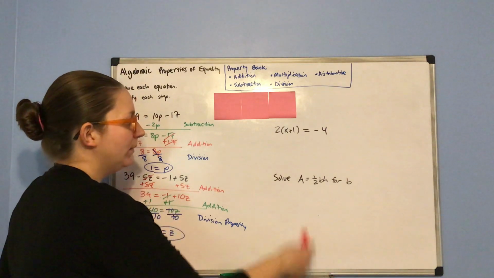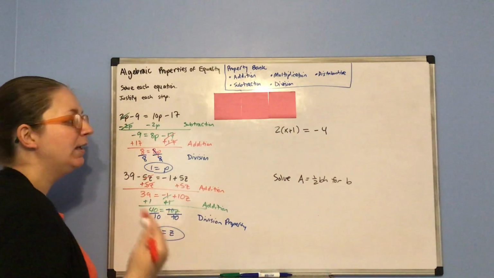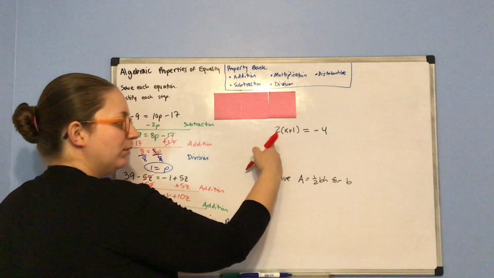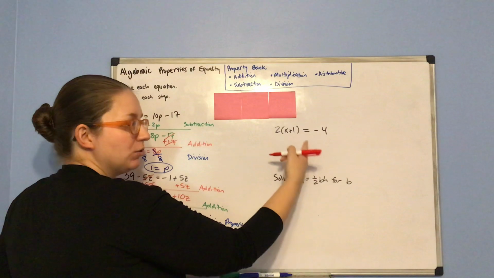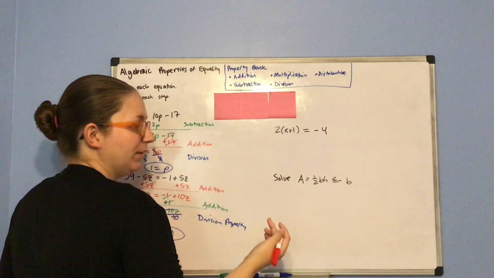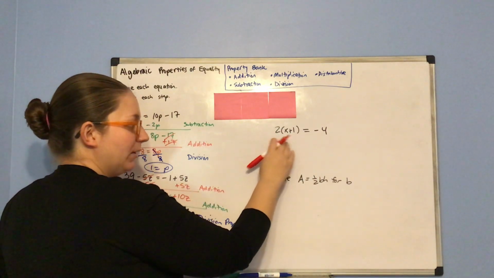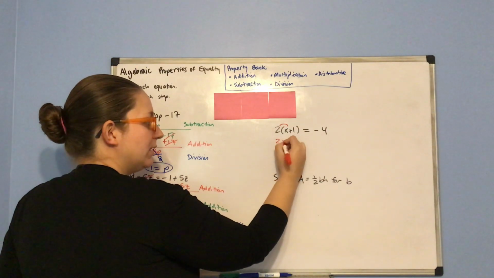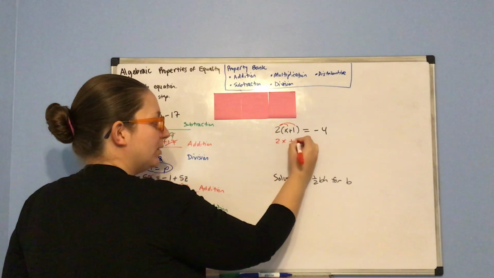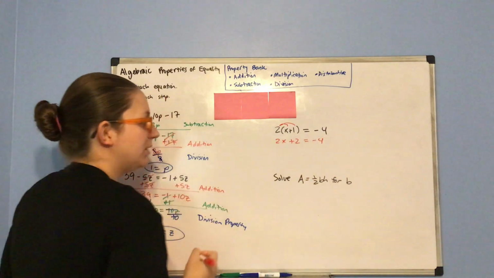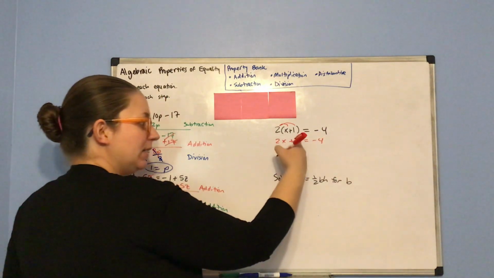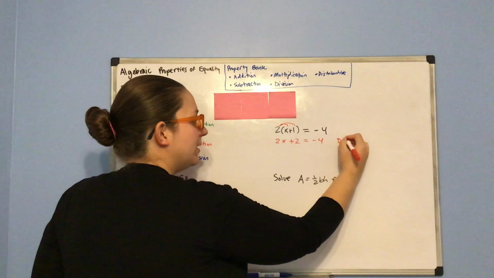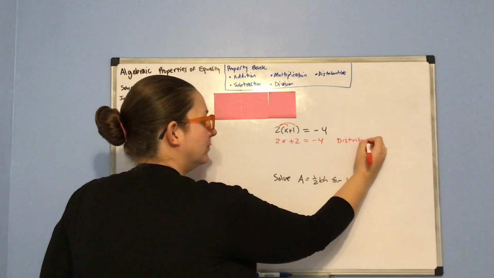For this next one, we have a number in front of parentheses. In case you forget, when we have a number in front of a set of parentheses, we need to distribute that number to everything inside the parentheses, aka multiply everything inside the parentheses by 2. 2 times x is 2x. 2 times 1 is 2 equals negative 4. So what I did to get from here to here was I used my distributive property.